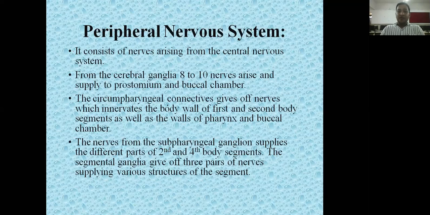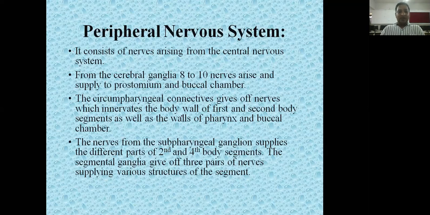The circumpharyngeal connectives give off many nerves which innervate the body wall of the first, second and third segments, as well as the wall of the pharynx and buccal chamber. Now, the nerves from the subpharyngeal ganglion supply the different parts of the second and fourth body segments.